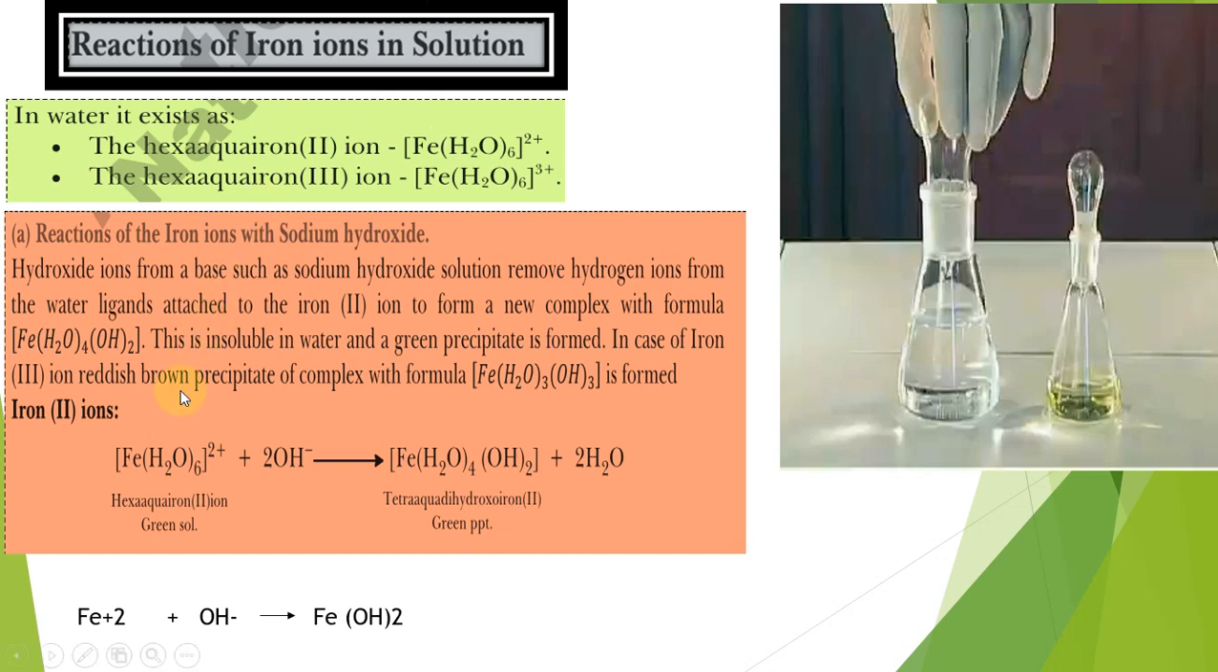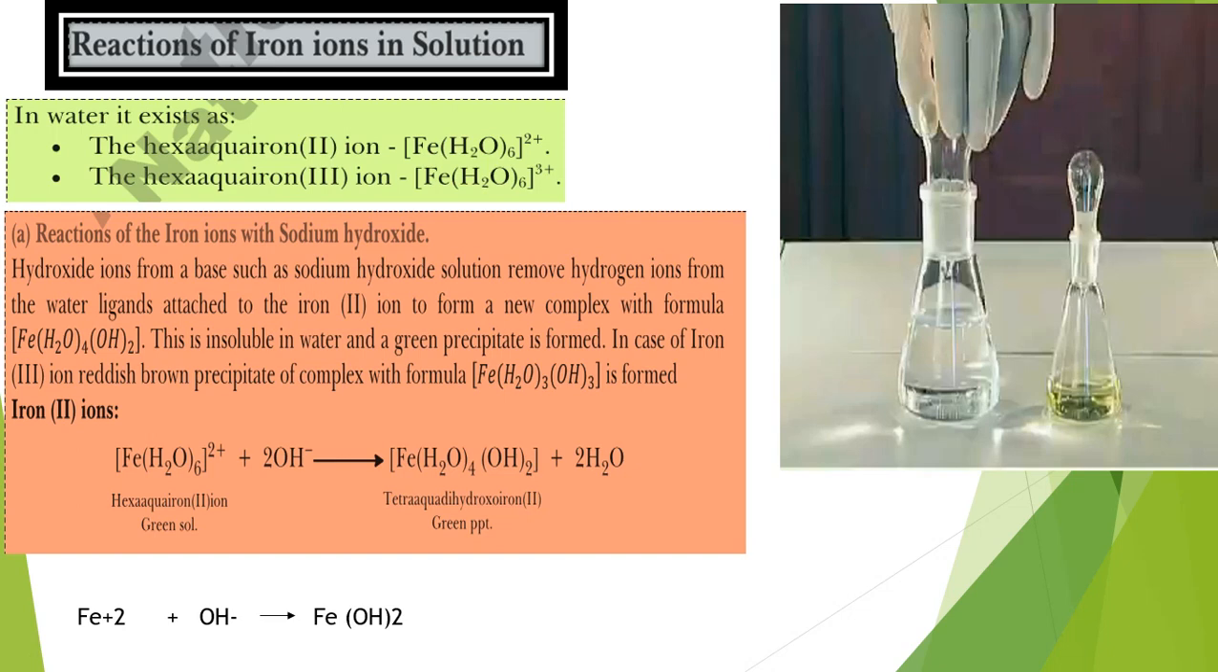In water, the iron exists as hexaaquairon(II) and hexaaquairon(III). It means that iron exists in water in both oxidation states, the +2 oxidation state and the +3 oxidation state. They produce a complex ion which has a definite color, because complexes of transition metals are colored compounds.